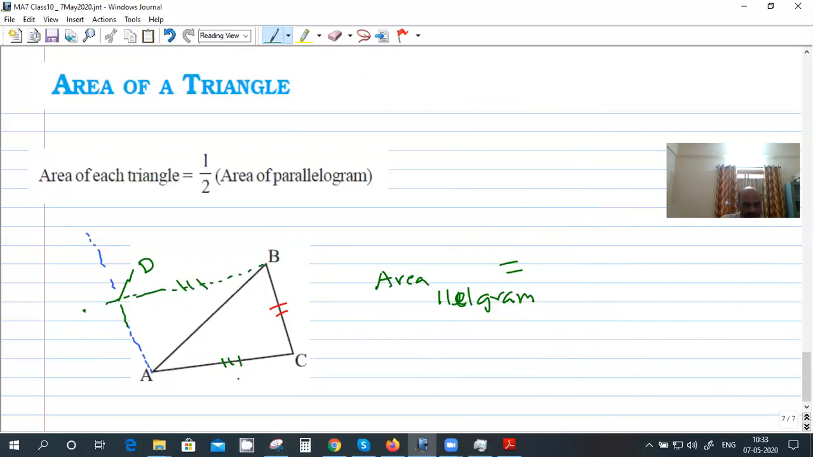So let me call this length as A and this length as B. H I also have to know, so let this distance between the two parallels be H. So what is the area now? A into H. From this, the area of the triangle is how much? There are two triangles, and they're congruent, so both of them contribute equally. So half of AH. Suppose you call this the base, and this thing will become the height.